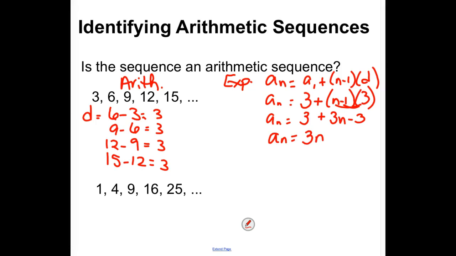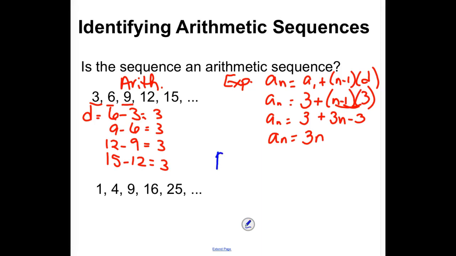Now, check it. When n is 1, we get 3. That's our first term, right? When n is 2, 2 times 3 is 6. When n is 3, 3 times 3 gets us 9. So it is working to generate our list.